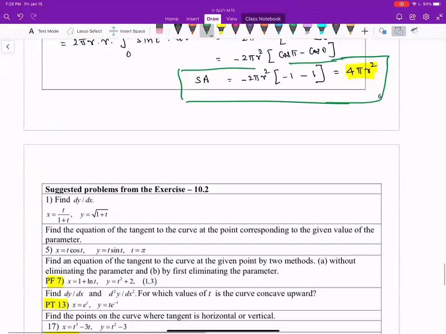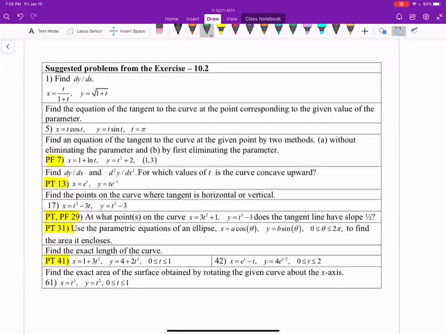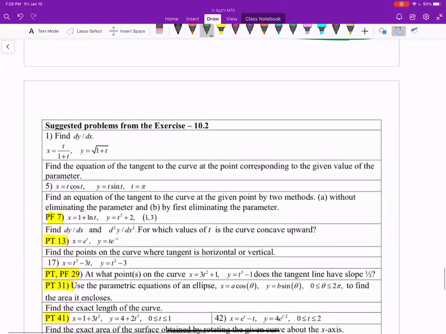Then in this section, for the suggested problems, I have shown problems number 7, 13, 29, 31, and 41 in the section video. Please refer to those.